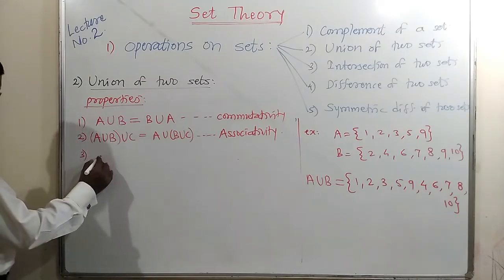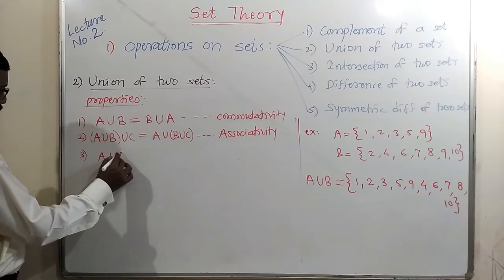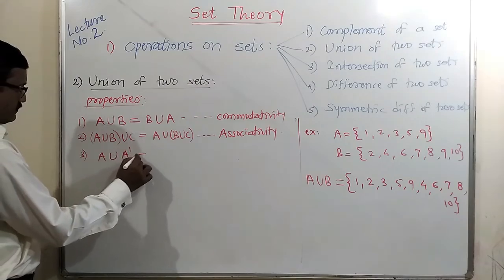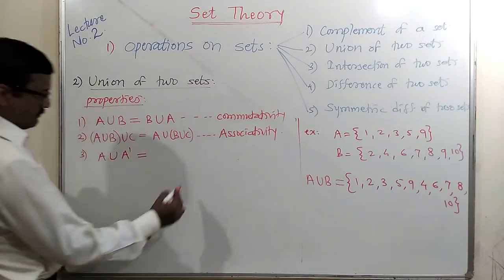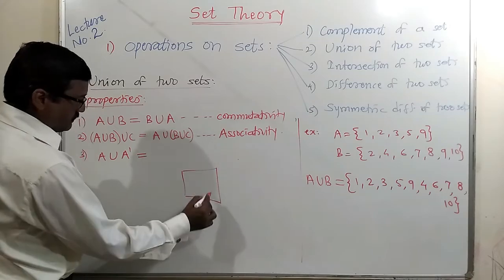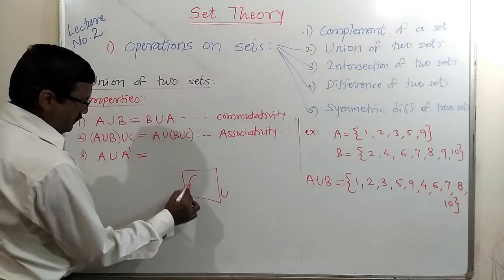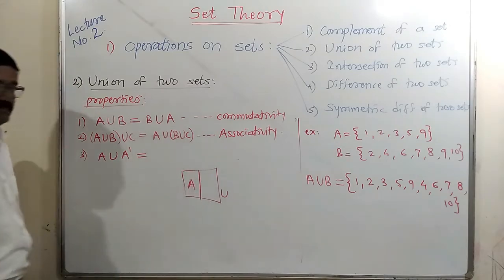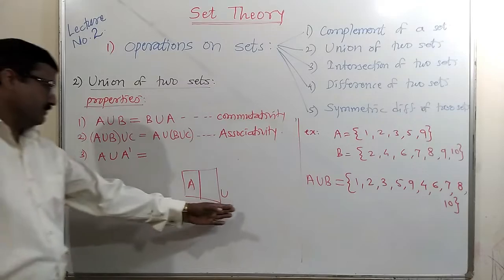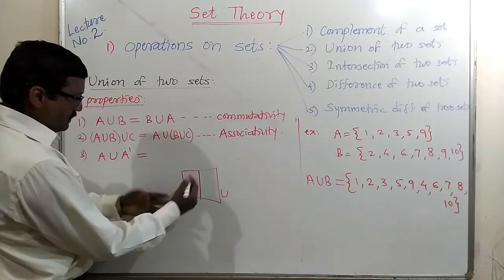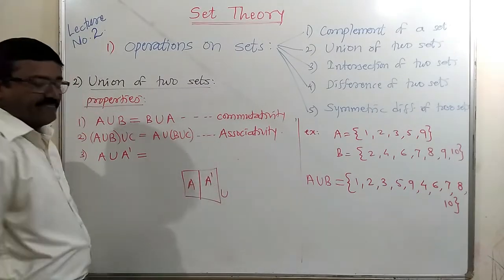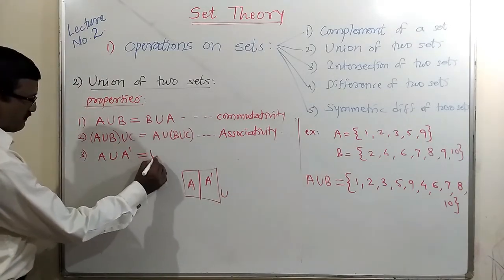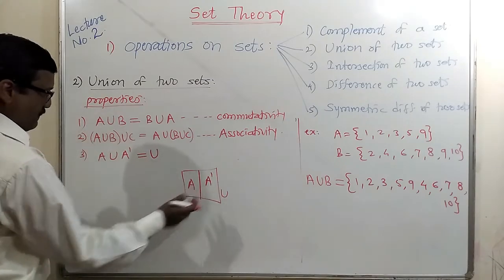Then third, A union A complement. Already we have seen that if suppose this is universal set, then here is set A, or you can denote this like this. A is part of that universal set U. Obviously, A complement means the remaining part of U. So A and A complement, their union will be U, and the intersection of these two will be empty set.